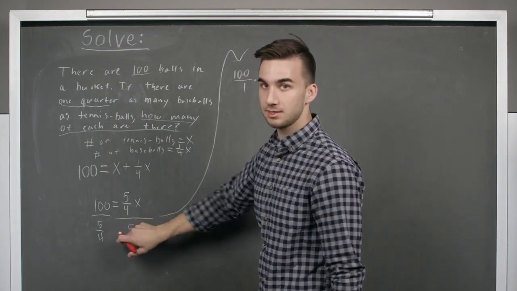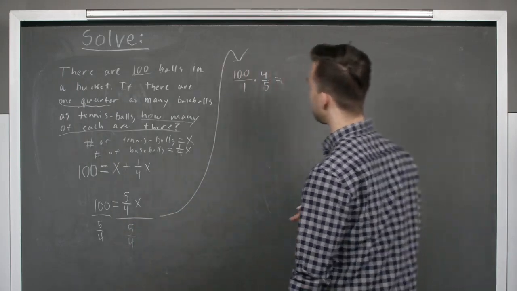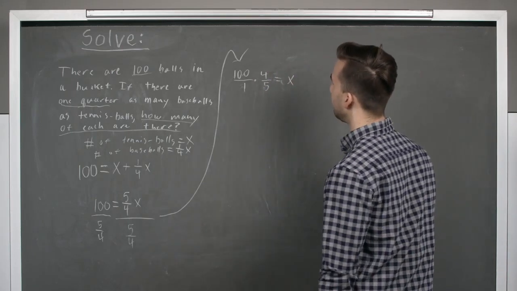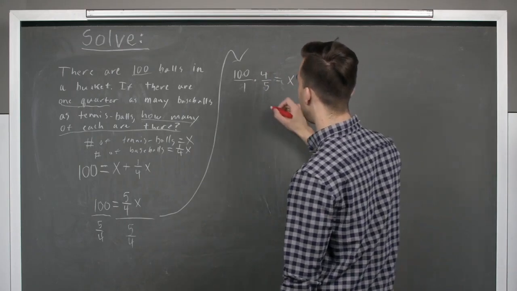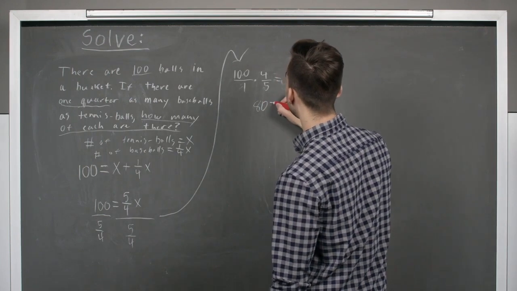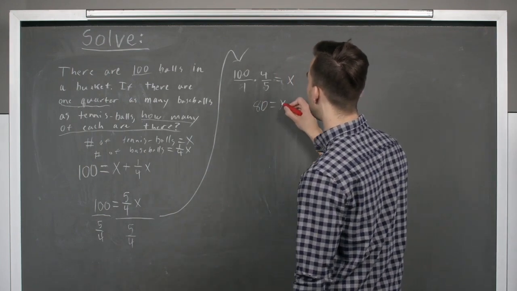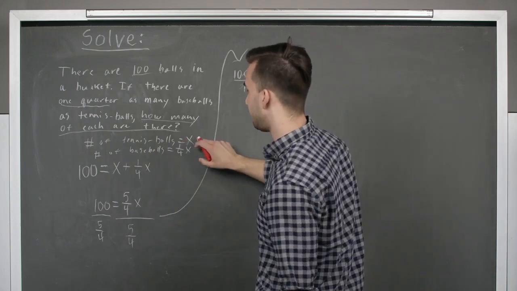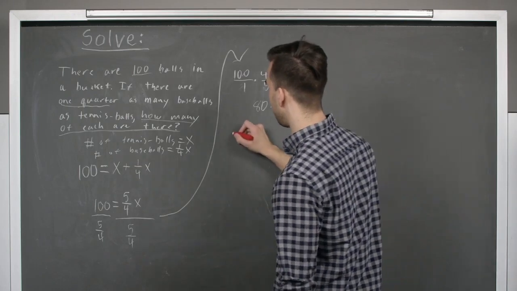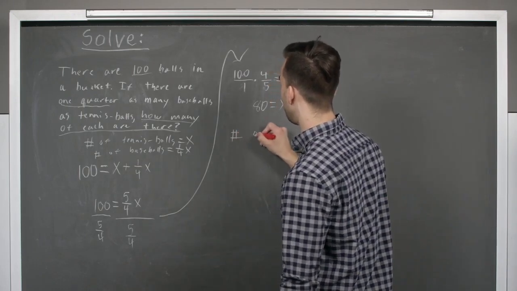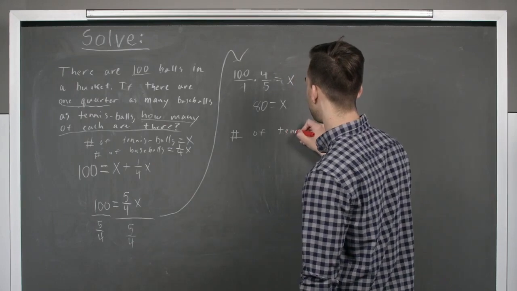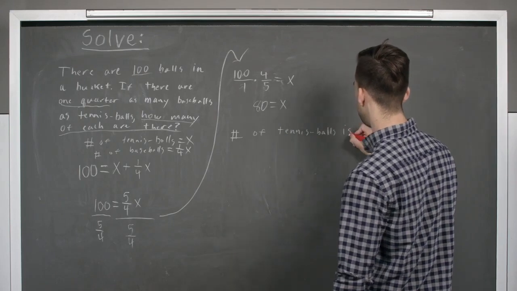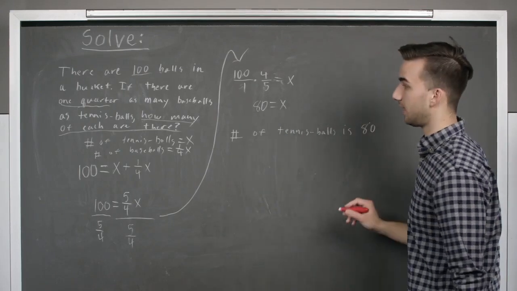4/5, right? Just like we learned to simplify complex fractions. So if you do that, what's 400 divided by 5? It's 80. 80 equals x. So the x is 80. What does that mean? We know the number of tennis balls will be 80. So our number of tennis balls is 80. That's one part of our answer.